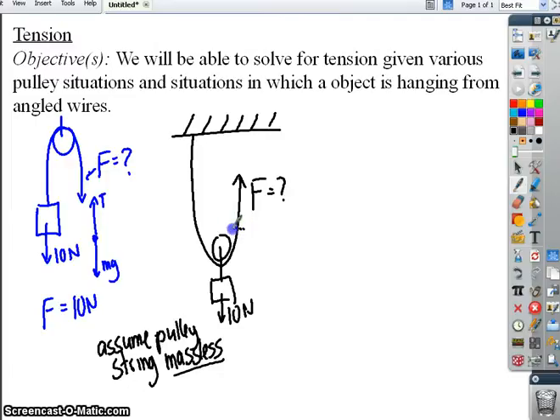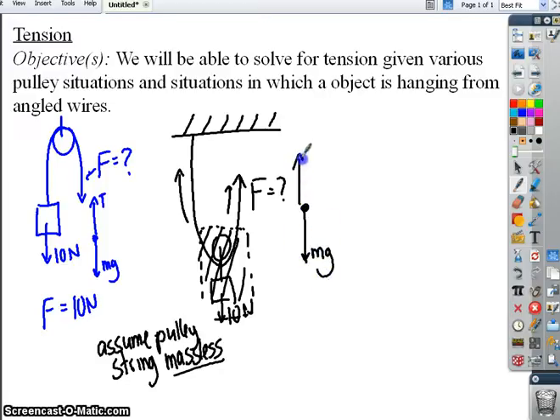We are going to treat this as all one system. If we look at this as one system, we have a force pulling up on the left, and a force pulling up on the right. So if we drew a free body diagram, we would have gravity pulling it down, and tension pulling it up and tension pulling it up. These two are both equal, so 2T equals mg, or 2T equals 10, and T equals 5 newtons.